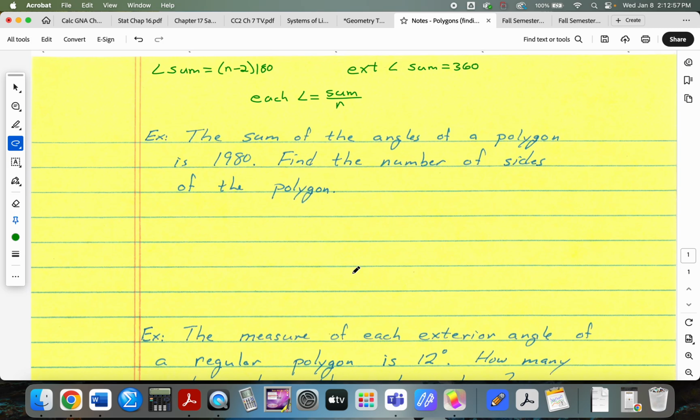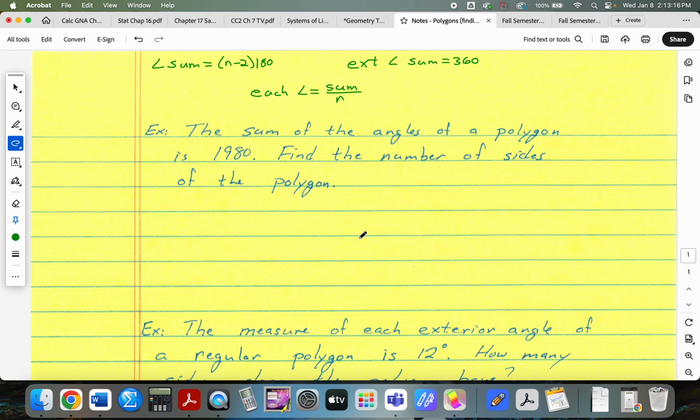So those are the formulas that you need to know. And this one works whether they ask you for each exterior angle or each interior. You just have to put the correct sum on top, whether it's just the sum of the angles or the sum of the exterior angles. Okay? Now, we're going to use these to work backwards to find the number of sides.